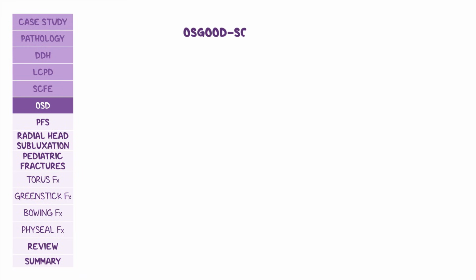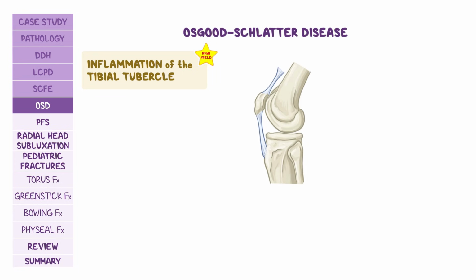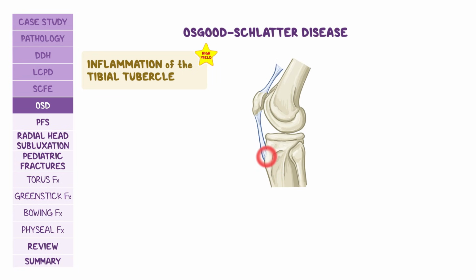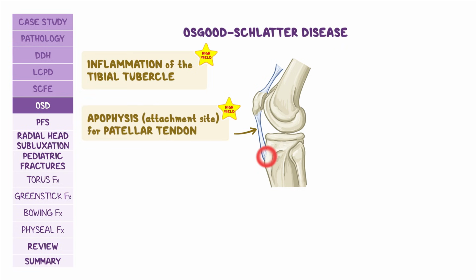Moving on to Osgood-Schlatter disease. This refers to inflammation of the tibial tubercle, which is a small bony prominence at the proximal tibia. What's important to know is that the tibial tubercle serves as an epiphysis, or attachment site, for the patellar tendon, which arises from the patella. In this way, contraction of the quadriceps muscles can pull the patella and tibial tubercle, causing extension of the knee joint, and this allows you to walk, climb stairs, run, and jump.